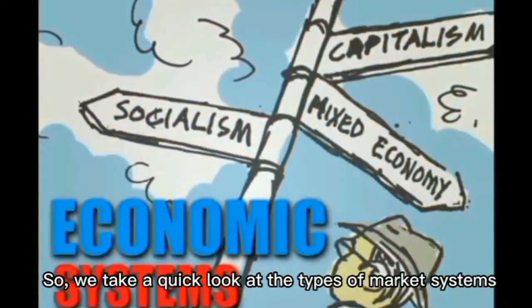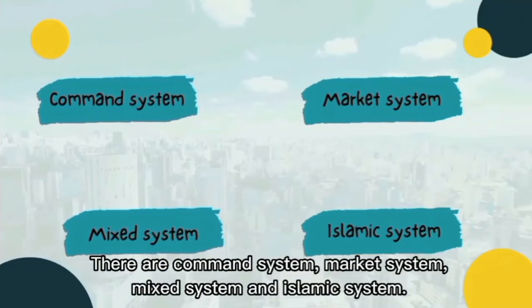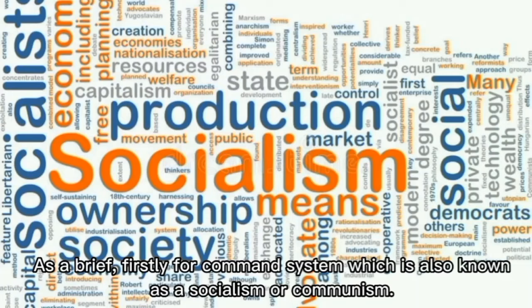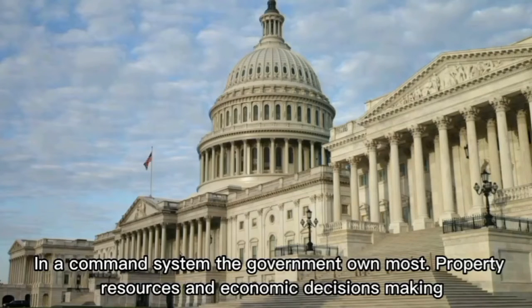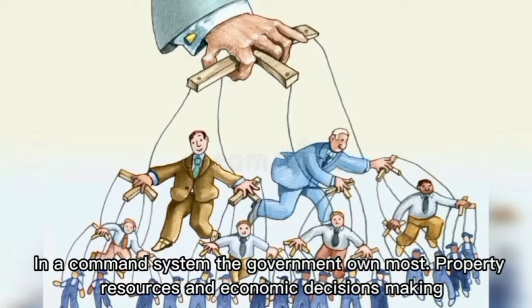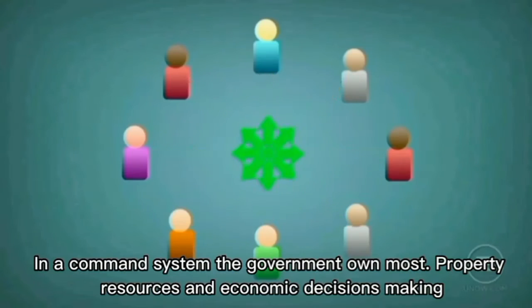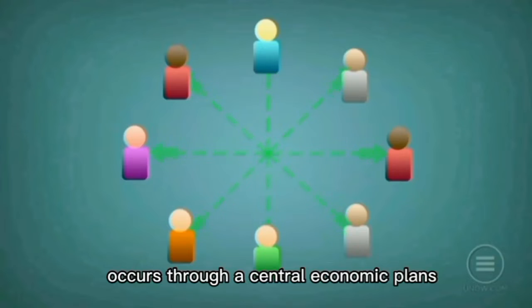So let's take a quick look at the types of economic systems. There are common system, market system, mixed system, and Islamic system. As a brief, firstly, common system is also known as socialism or communism. In a common system, the government owns most property resources and economic decision-making occurs through a central economic plan.